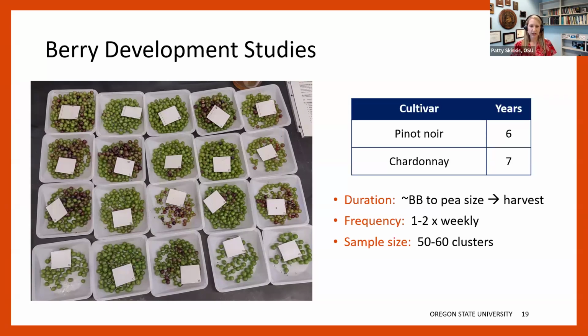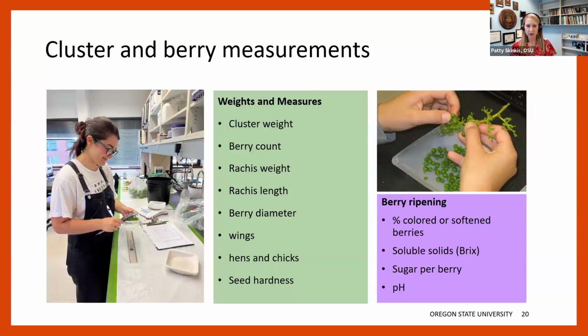So what we did, over the course of many years, was look at berry development curves for Pinot Noir and Chardonnay. We did 6 years of data collection for Pinot Noir for the model that I'm going to show you. Actually, we did 7, but the 7th year was a validation year. And for Chardonnay, we did 7 years. We went to vineyards from BB size to pea size up to harvest, and got samples of 50 to 60 clusters, 1 to 2 times weekly, throughout the entire growing season, basically from 20 or 30 days post bloom until harvest.